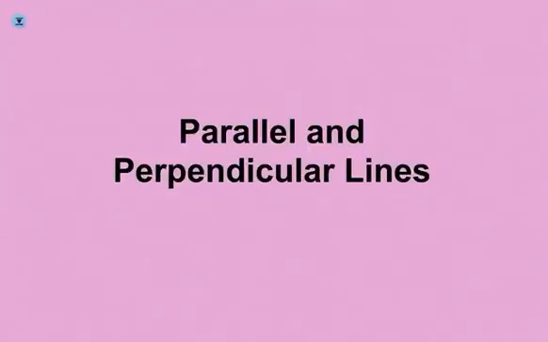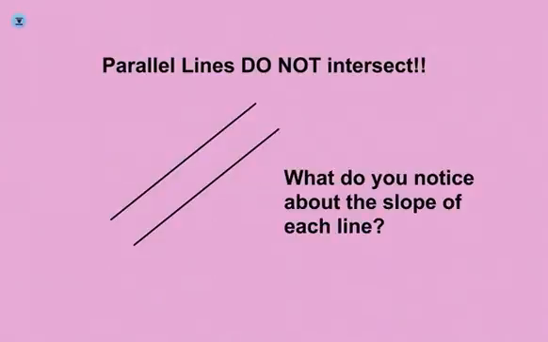Today we're going to be talking about parallel and perpendicular lines. So we're going to start out talking about parallel lines. What you need to know about parallel lines is that they do not intersect. Remember that parallel lines are kind of like those train tracks that I'm sure you remember from elementary or middle school. If you have two lines that are parallel, you should know that the slope of each of the lines will be the same.